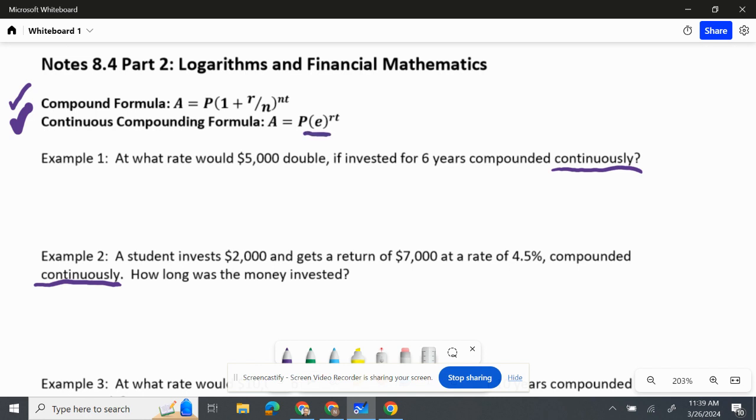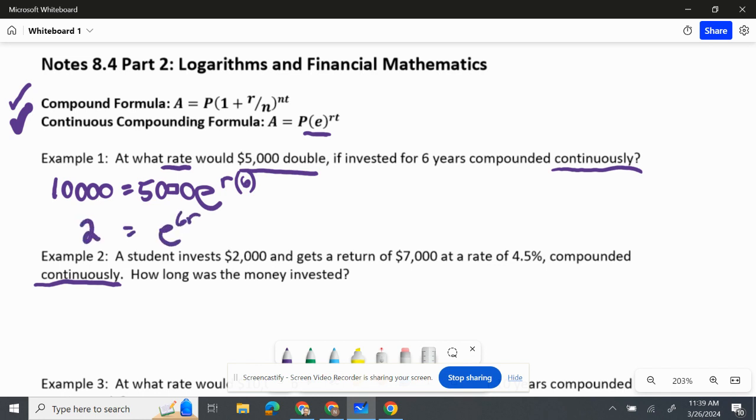So our first one, we're going to be solving for the rate, and it says, when would the 5,000 double? So we know that 5,000 doubled would be 10,000, and it's equal to 5,000 times e, we're trying to find r, and we have 6 years. I'm going to divide each side by 5,000 and get 2. And then I'm going to get rid of the e by doing natural log. And whenever the bases are the same, they cancel.